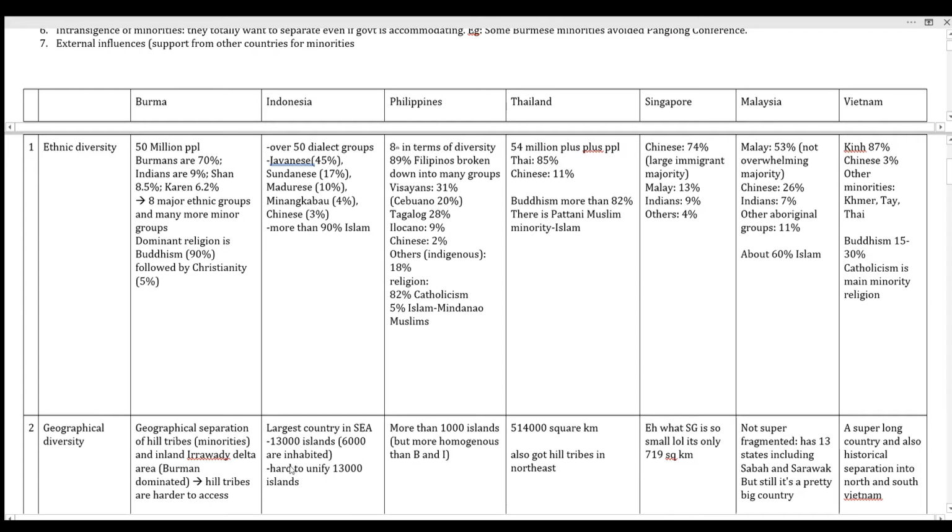In terms of Burma, we have 70% Burmese, and the dominant religion is Buddhism, but they do have a lot of minority groups as well. So we'll be looking at what their influences are later on.